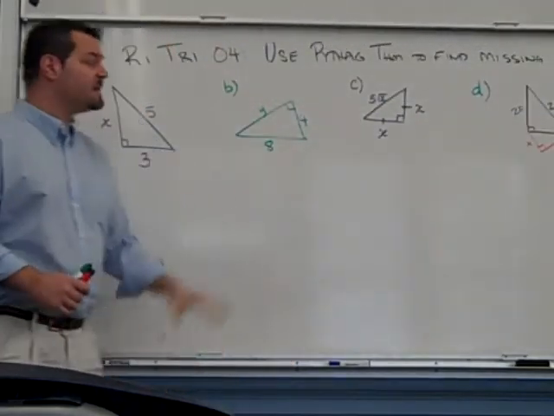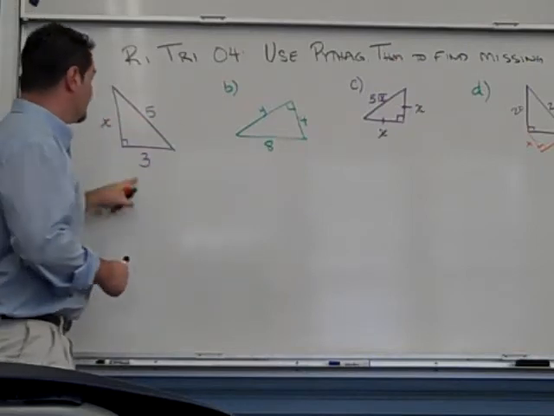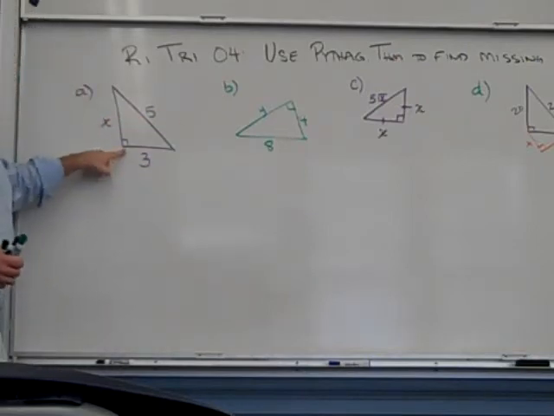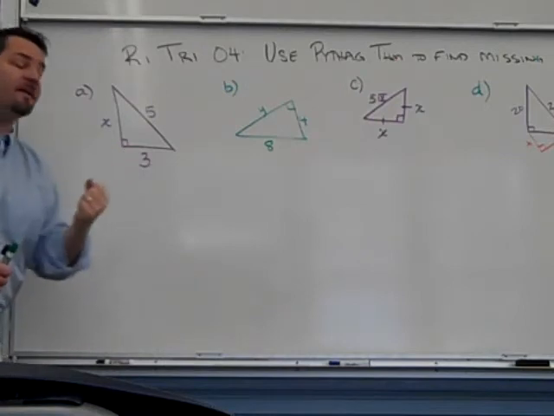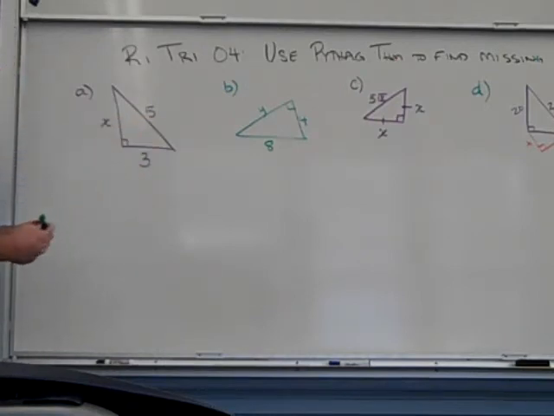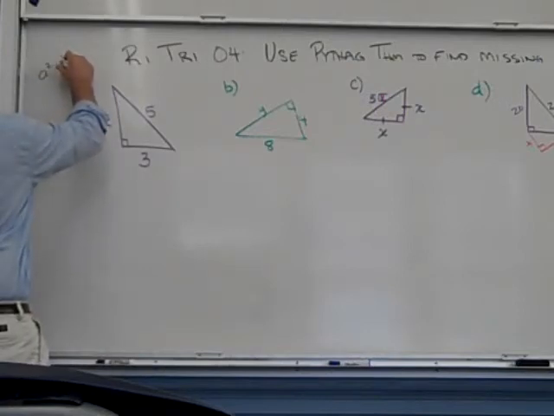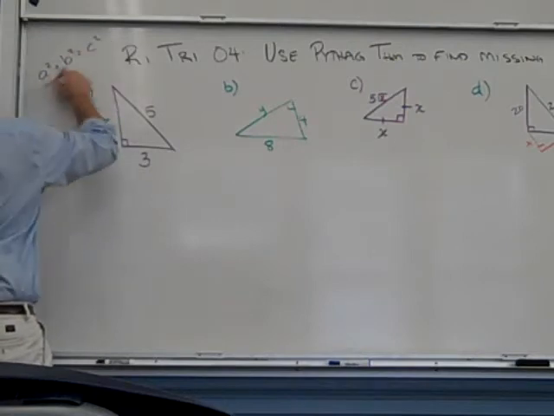Right, try 4. This suggests that we can use the Pythagorean theorem to find missing side lengths. The first example, notice that I do have a right triangle. I must have a right triangle to be able to apply the Pythagorean theorem. I'm given 3 sides. Let's refresh what the Pythagorean theorem itself says. It says that a squared plus b squared is equal to c squared.